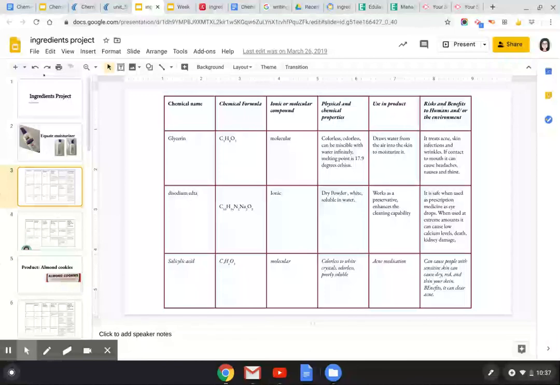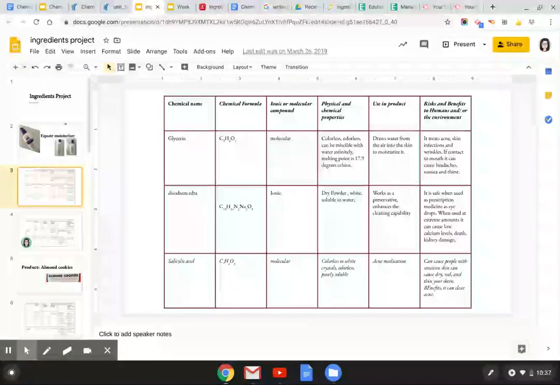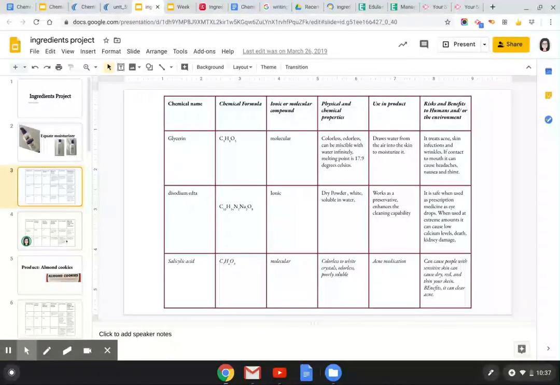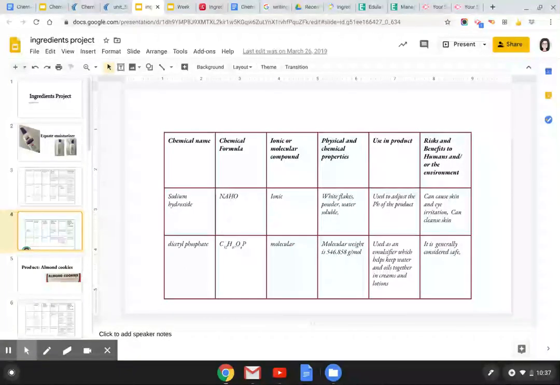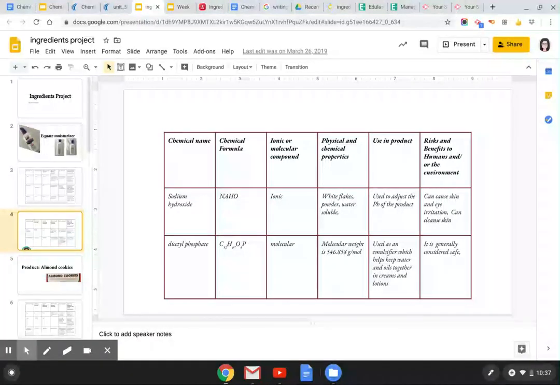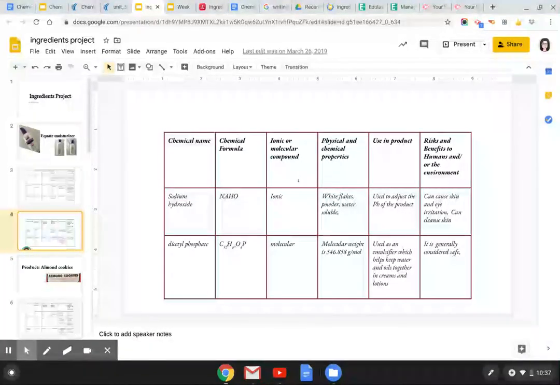And you're going to do the same thing for all of your products. They decided to go with 5. So here are the other 2, what the chemical formula looks like, and again, is it ionic or molecular? And again, molecular would be covalent.